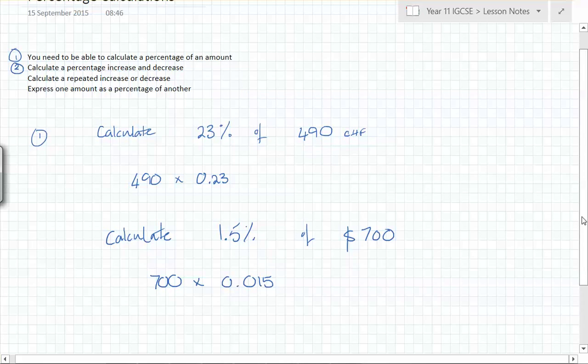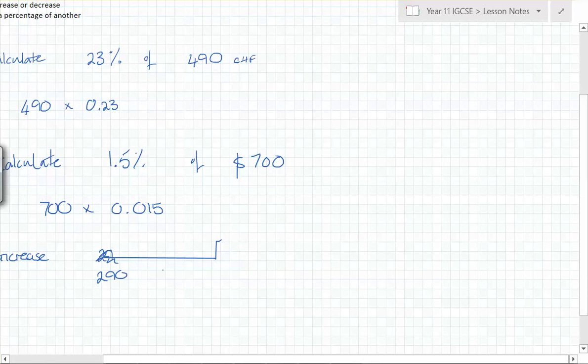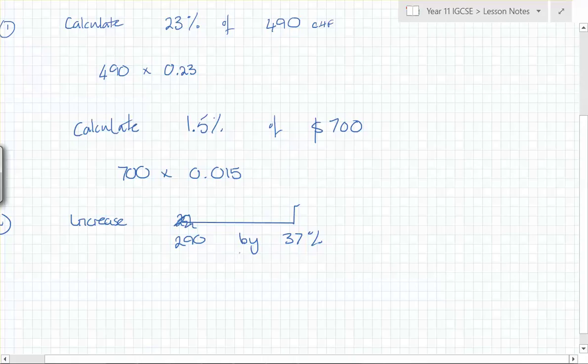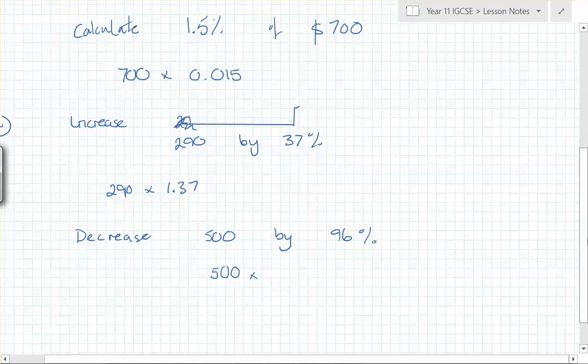So, percentage increase and decrease. If I said increase 290 by 37%, what would you do? Ella? Would you times it by 1.37? 290 times 1.37. Yeah. And if I said decrease 500 by 96%. 500 times 0.96, you think? No, times 0.04.